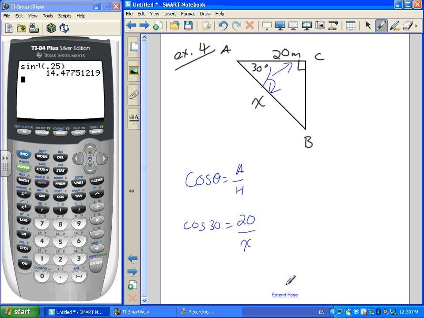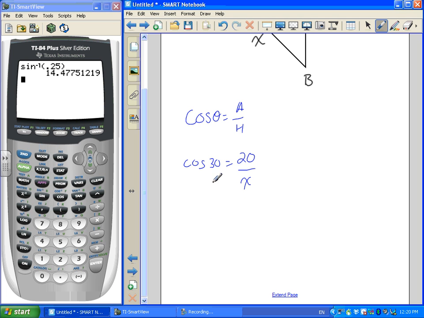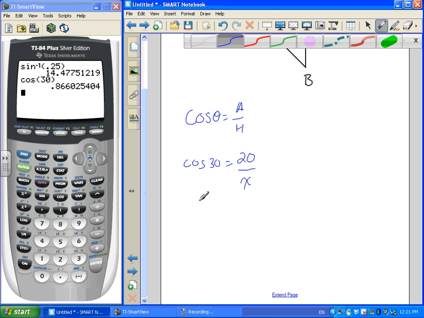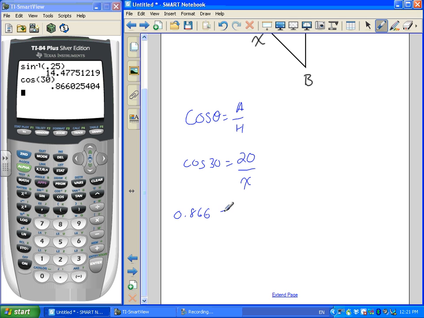Okay? So, I need to solve for my x. First thing I'm going to do is figure out what cosine 30 is. I don't have to hit second function. I just push in cos 30 degrees. It's going to be 0.866, which is equal to 20 over x.